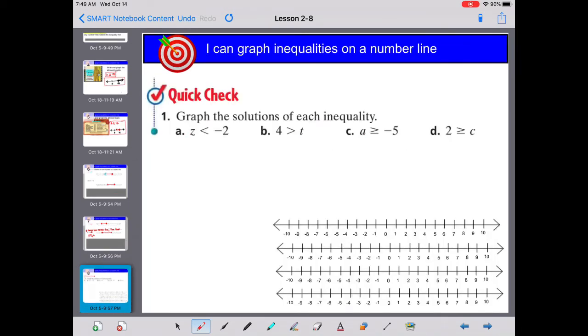All right, take a minute and graph these 4 with the video on pause, and then come on back to compare your answers.